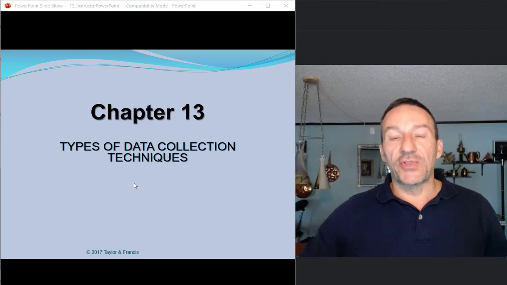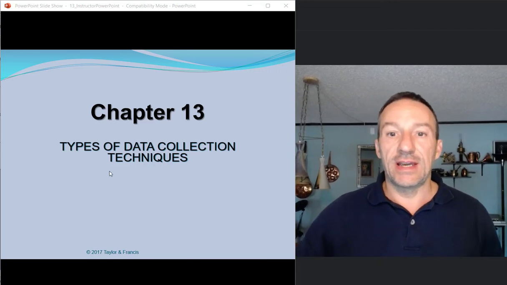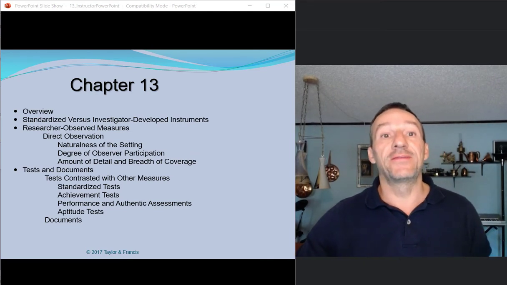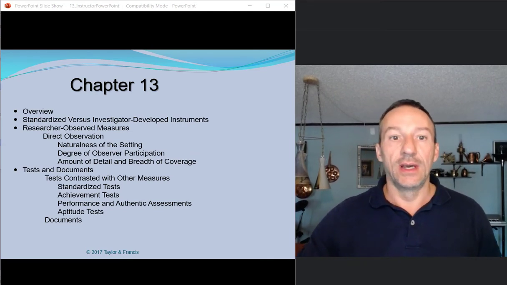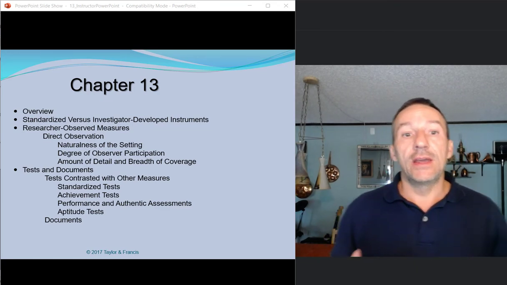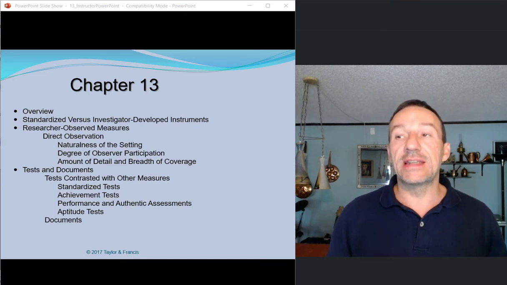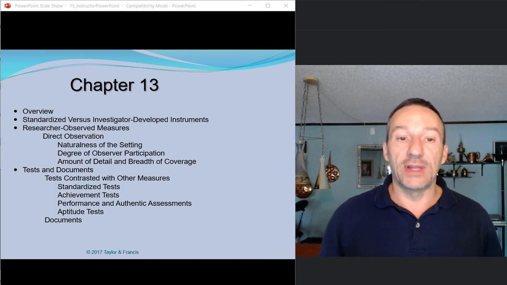All right, this is chapter 13, types of data collection techniques. The first thing we talk about is standardized versus investigator-developed instruments. So you can use someone else's materials, like their surveys, for your studies. If for some reason you need to create a new measurement, you'll have to do it carefully, and it needs to have reliability and validity.